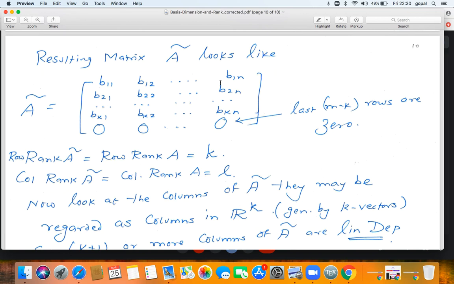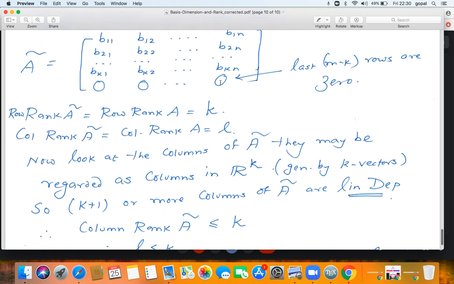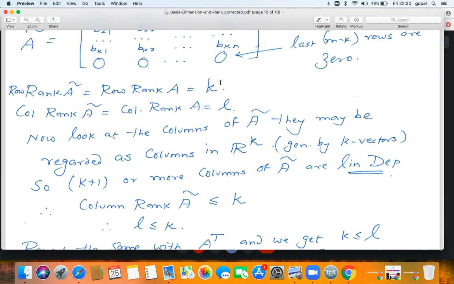R^k is generated by how many vectors? R^k is generated by k vectors. So any k plus 1 or more vectors will be linearly dependent. So k plus 1 or more columns of A tilde will be linearly dependent. So what will be the column rank of A tilde? The column rank of A tilde cannot exceed k, because if it exceeds k, it will become linearly dependent. I mean the dimension of the column space. There can only be at most k columns of A tilde that are linearly independent. So the column rank of A tilde is less than or equal to k. But the column rank of A tilde is the same as the column rank of A, which has been denoted by L. So we get that L is less than or equal to K.